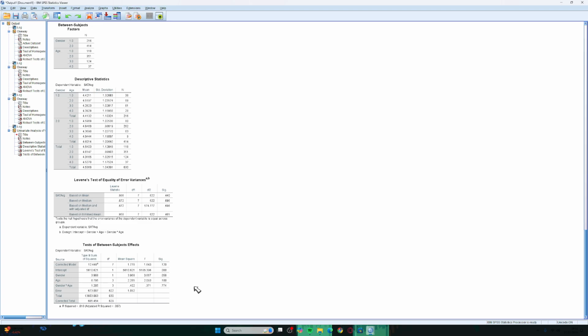So, what is our conclusion? There is no significant interaction effect between gender and age on consumer satisfaction, as indicated by this p-value right here. Additionally, neither gender nor age alone significantly influences satisfaction at the 5% level, and the differences in satisfaction due to age are not valid across genders, as the interaction term is not significant.